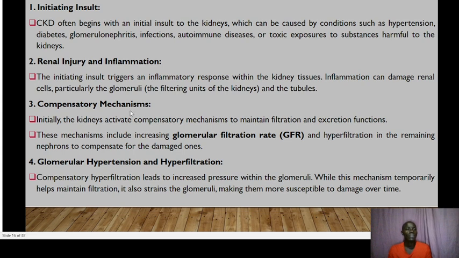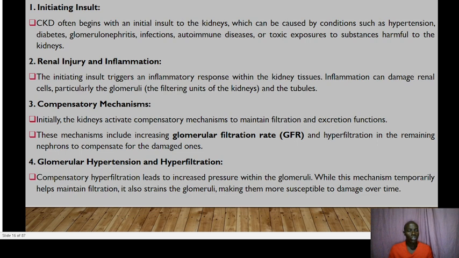When you look at the pathophysiology, it starts with the initiating insult, where CKD begins with an initial insult to the kidneys, which can be caused by conditions such as hypertension, diabetes, glomerulonephritis, infection, autoimmune disease, or toxic exposure to substances harmful to the kidney. Remember, we have already reviewed this in the etiology. Then the initiating insult will lead to renal injury and inflammation, which will lead to compensatory mechanisms and glomerular hypertension and hyperfiltration.